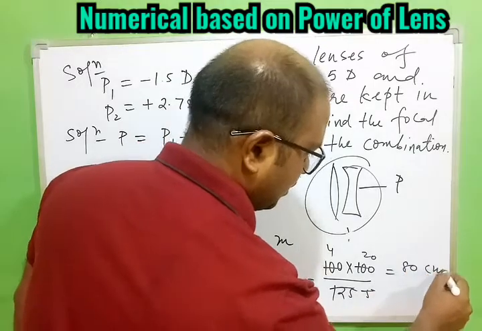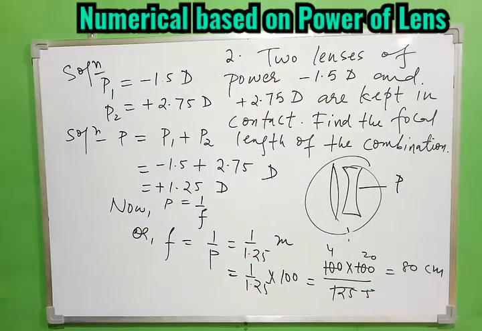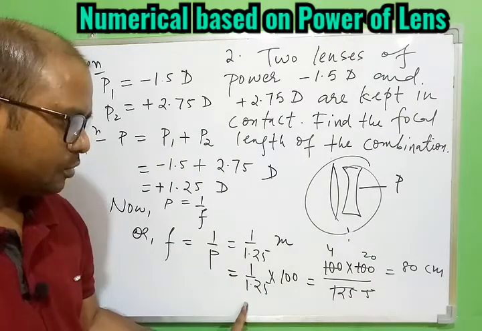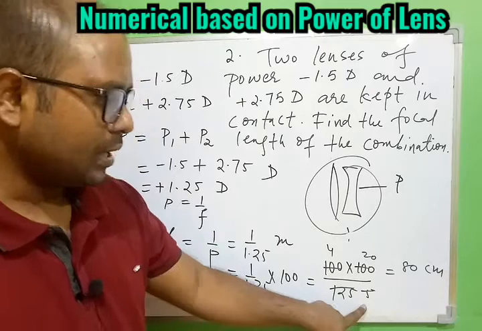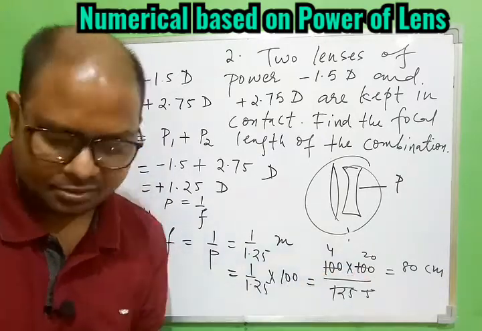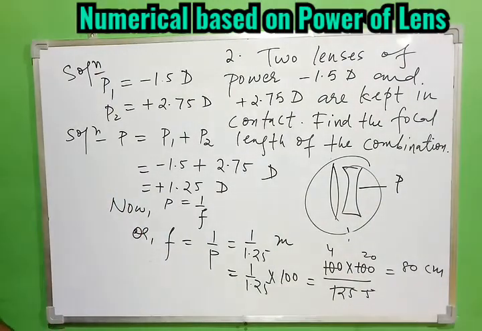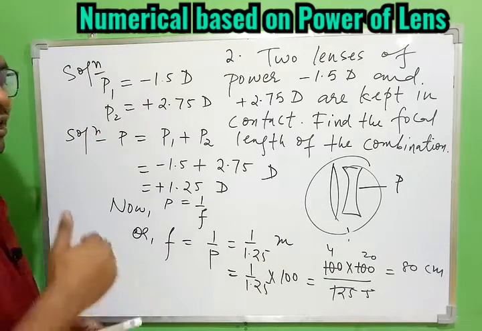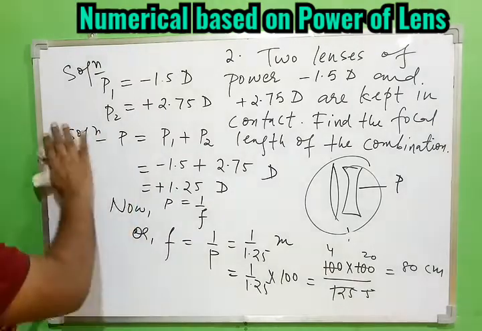80 centimeter. So I hope I have done correctly. 100 into 100, 125, 25 into 5, 125, 25, 4, and 5, 20, 20 into 4, 80. Okay, so I hope this part is done. Now overall we got the focal length how much? 80 centimeter. Now I am going to add something in the question.